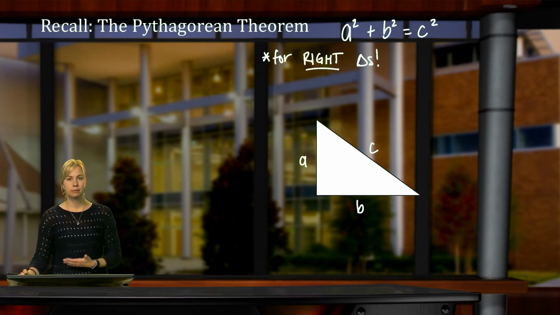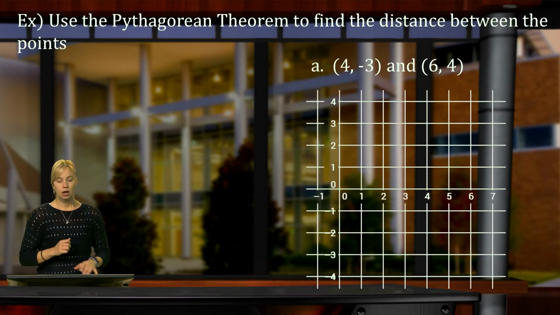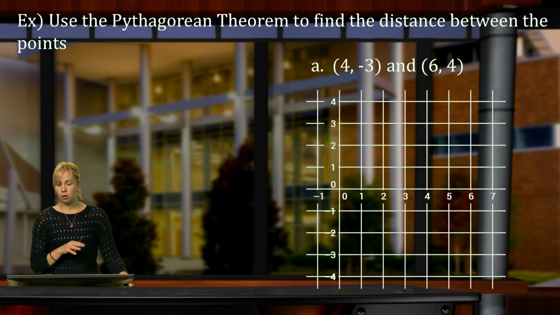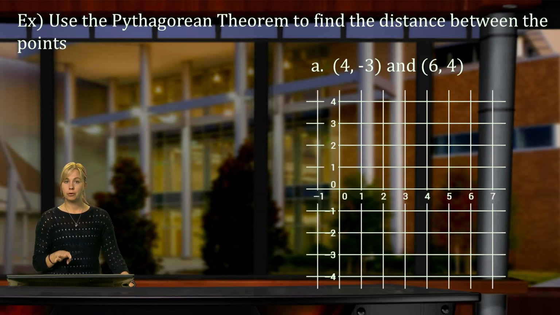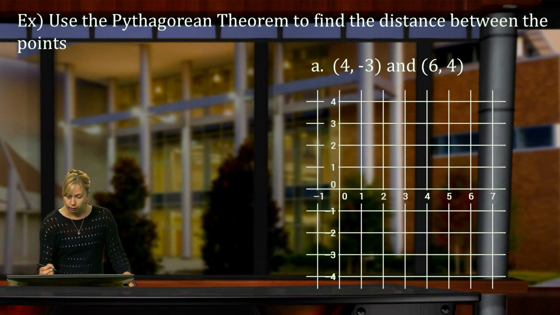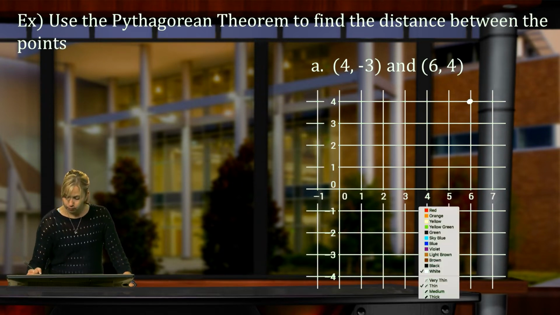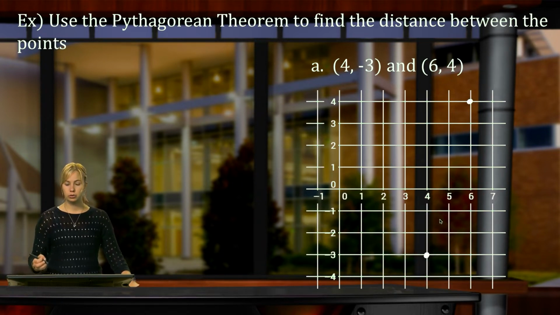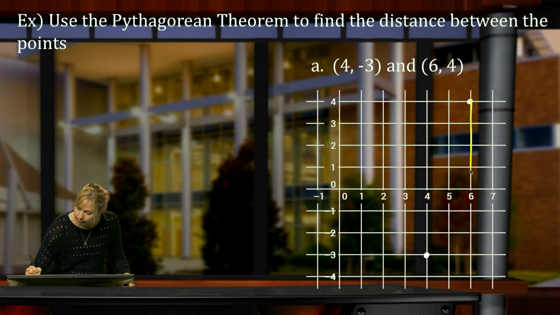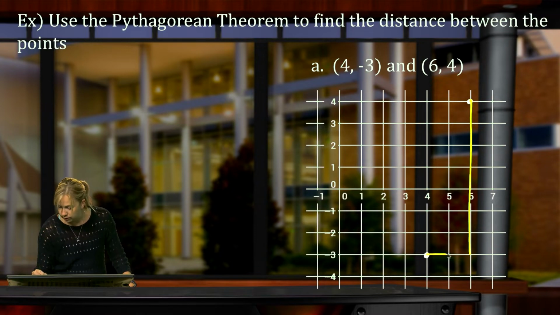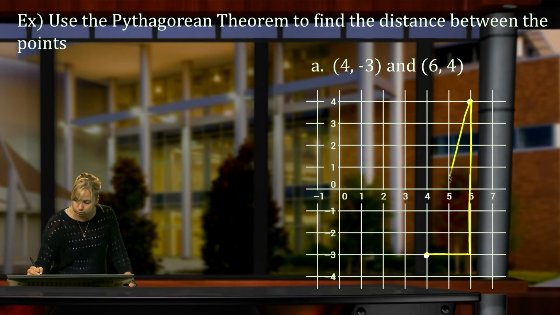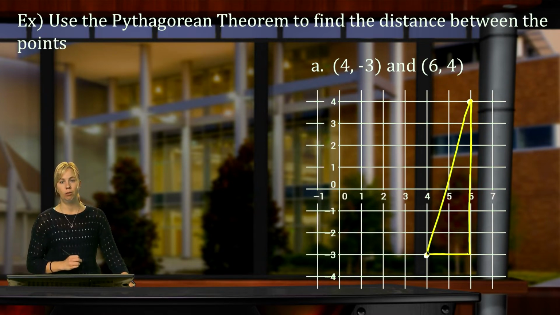So let's look at a similar exercise and see how we can use the Pythagorean theorem to find distance. So we've got 4, -3, and 6, 4. The first thing that we're going to do is plot these 2 points. So 4, -3, that's going to be in our 4th quadrant, down here. And 6, 4, that's our 1st quadrant. And what we want to do is construct a right triangle using those two. So we're going to drop a vertical segment, make a horizontal segment, and eventually connect those 2 points with the diagonal or the hypotenuse of our right triangle.